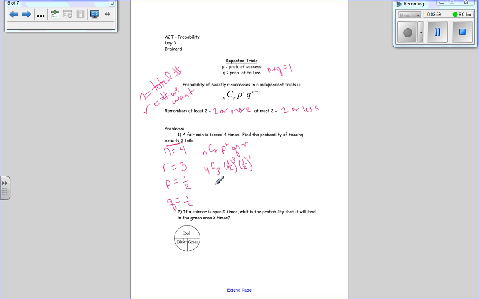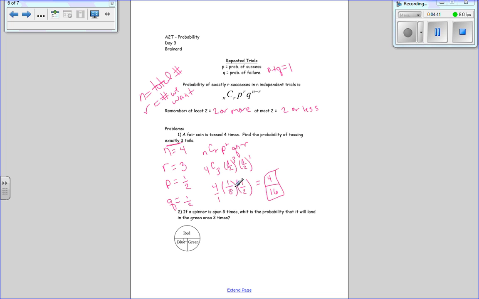On the calculator, I would figure out 4C3, and when I put that in the calculator, I get 4. And then 1/2 to the 3rd power. I wouldn't actually do that in the calculator. I'd raise 1 to the 3rd power and then 2 to the 3rd power. So I'd have 1/8. And then 1/2 to the 1st power is 1/2. Remember, that's a 4 over 1. So multiply our numerators together, we get 4. Multiply our denominators together, we get 16. Remember, in probability, we do not have to reduce.